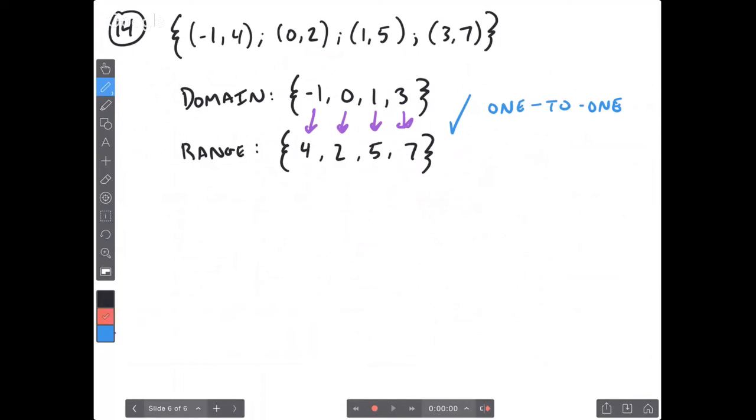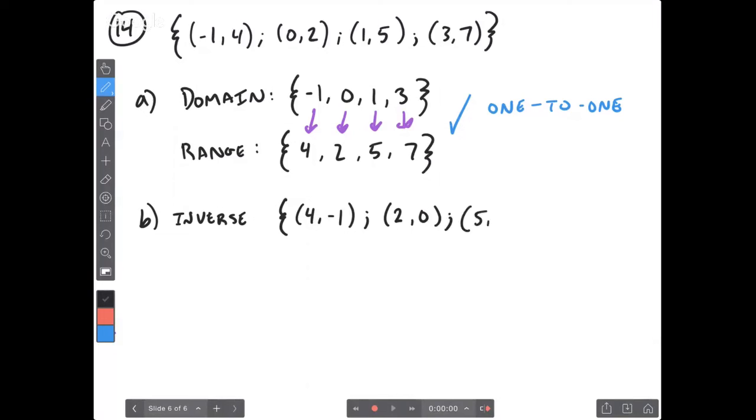Now for the inverse. The inverse function. Oh, this was A, for those of you keeping track. A and B. The inverse would be the set including 4, -1, 2, 0, 5, 1, and 7, 3. Ta-da! We know that to find the inverse of a function, we merely flip the domain and range. So I've replaced the entire range with the entire domain. Instead of -1, 4, I now have 4, -1. Instead of 0, 2, I now have 2, 0. Instead of 1, 5, I now have 5, 1. Instead of 3, 7, I now have 7, 3. Questions?